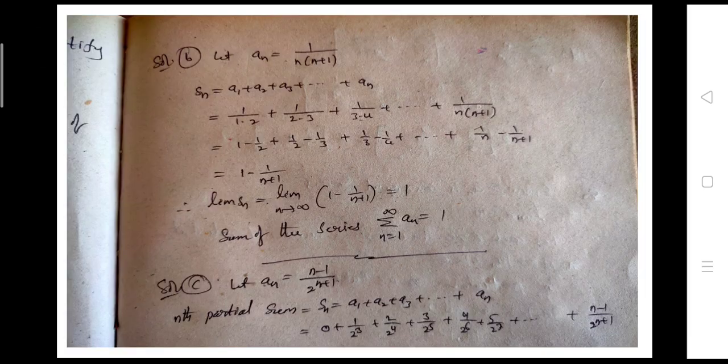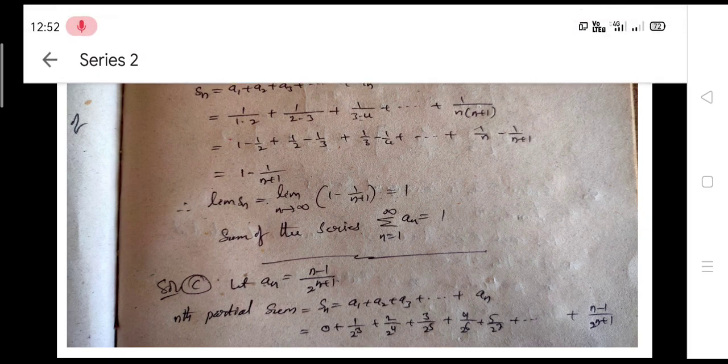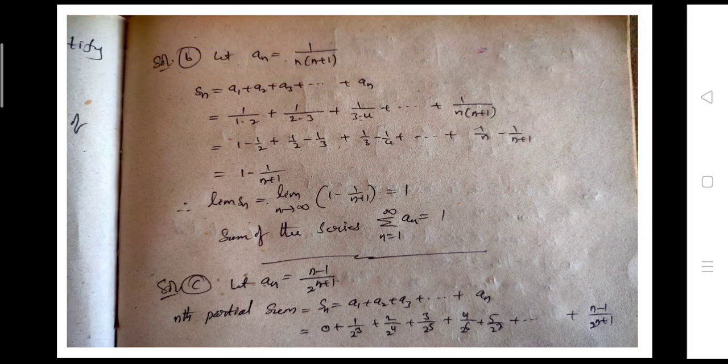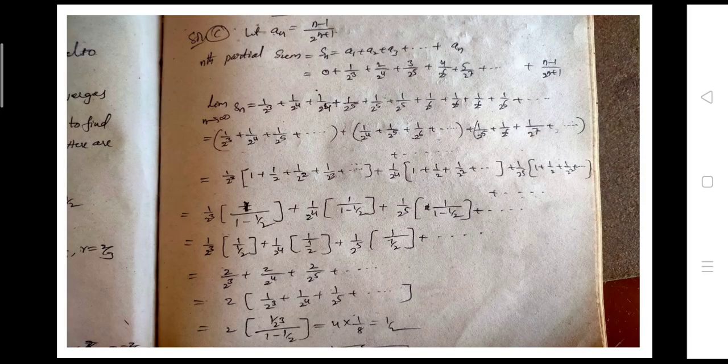And simplifying another example, let a_n be equal to 1 by n into (n plus 1). And what is Sn? The sum of the first n terms, that is Sn equals a1 plus a2 plus and so on up to an. So if n is equal to 1, that is 1 by 1 into 2. If n is equal to 2, that is 1 by 2 into 3. If n is equal to 3, that is 1 by 3 into 4, and so on. So we got this series.